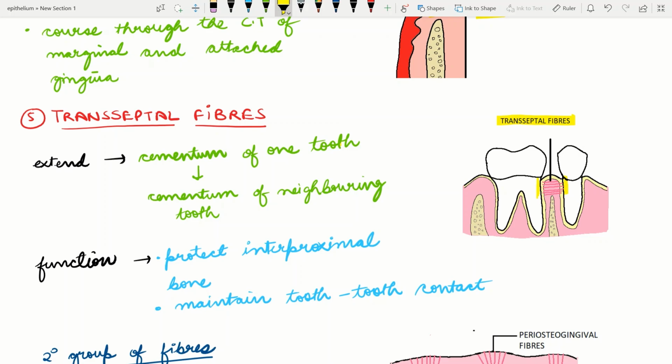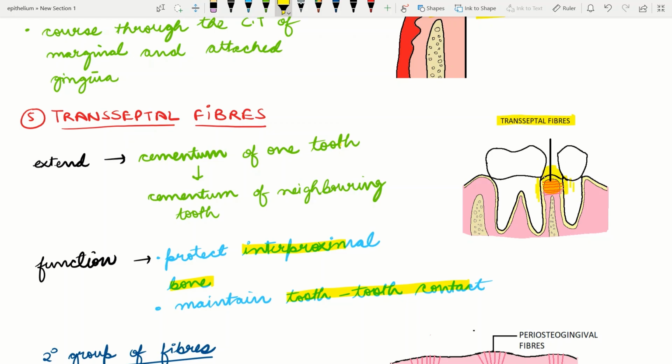So what is their function? They protect the interproximal bone and maintain tooth to tooth contact. They maintain tooth to tooth contact and they will also protect this interproximal bone. So they extend from cementum of one tooth to the other. So this was all about the primary group of fibers.